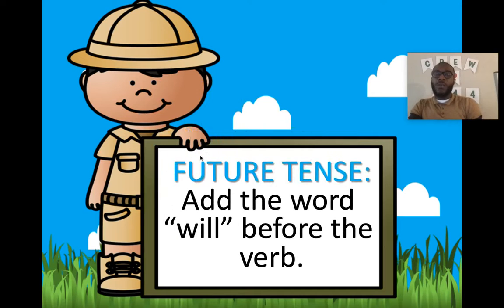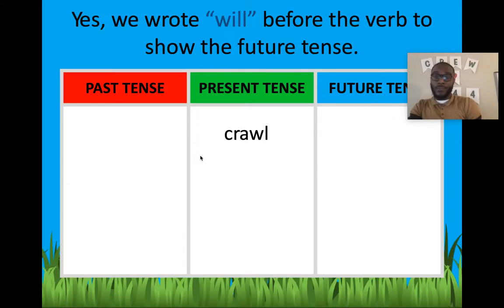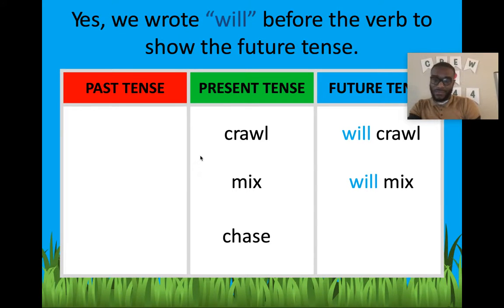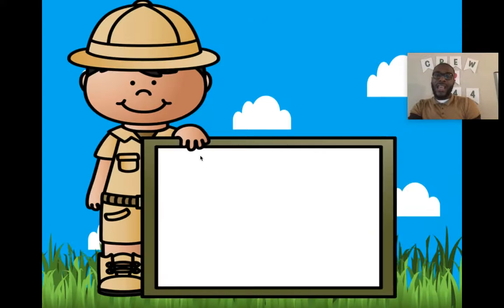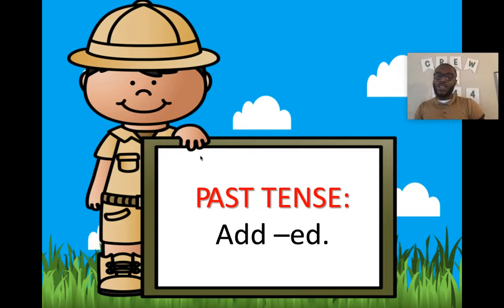Future tense, you add the word will before the verb. Will crawl. Present tense is mix. Will mix. Ooh, chase. That's right, will chase. And we know that our last one, past tense, you always add an ED.